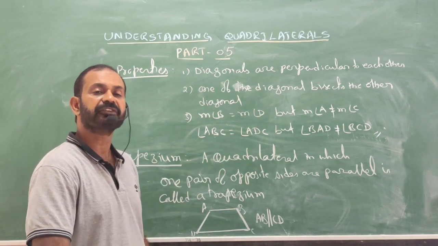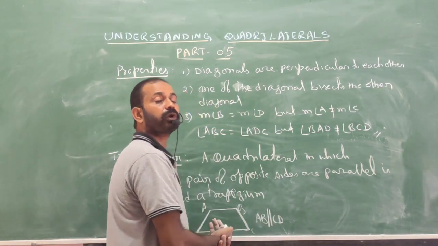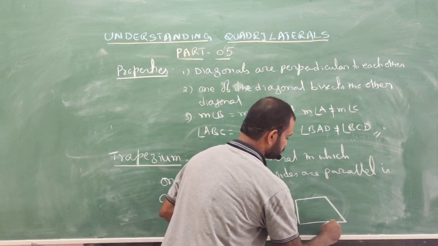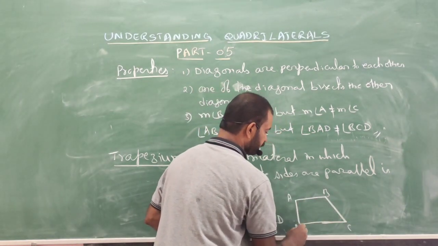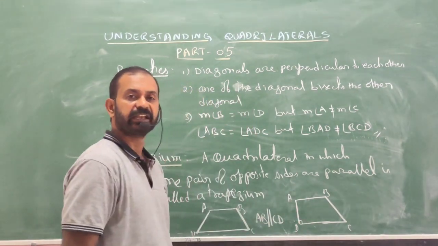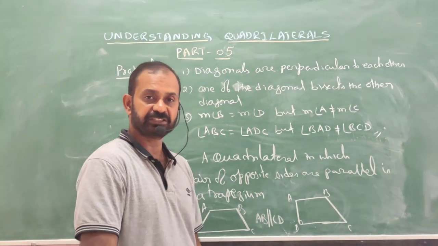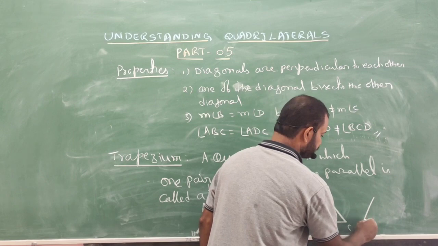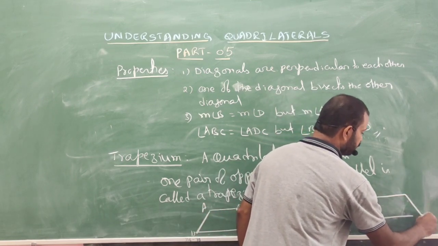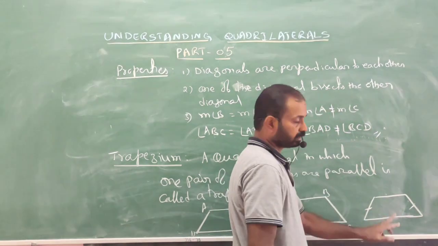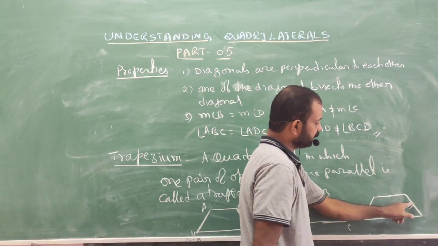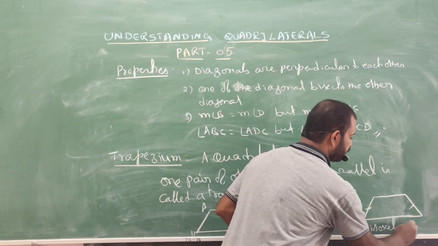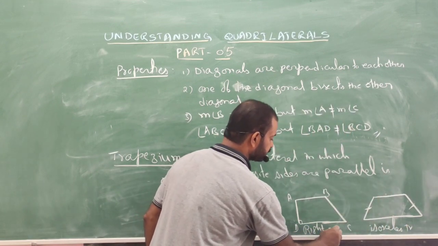Now in this, again we have different names. If one of the angles is 90 degrees, that is, if it is like this, so these two are parallel, A, B, C, D, these two are parallel and the angle is 90 degrees, then this is called a right trapezium. Next one is, if the non-parallel sides are equal, these two are parallel to each other and the non-parallel sides are equal, then it is called an isosceles trapezium. So this is called an isosceles trapezium. This is called a right trapezium.